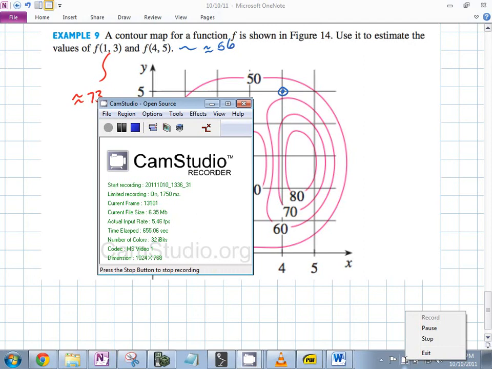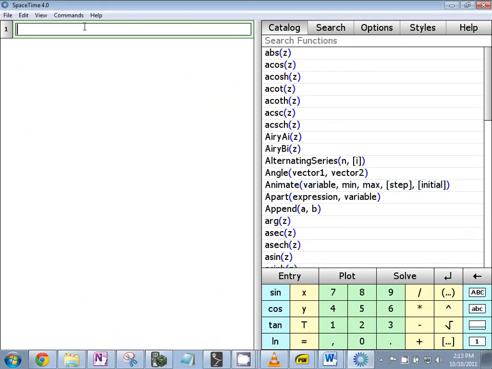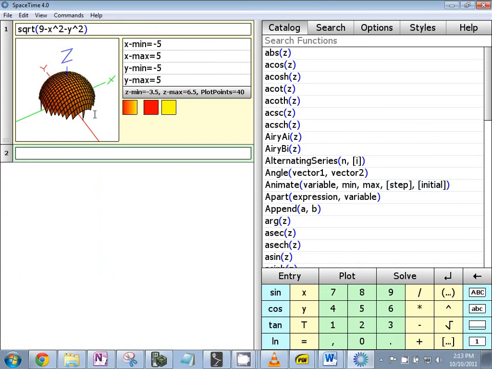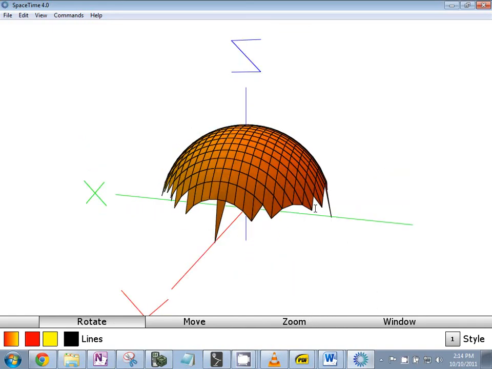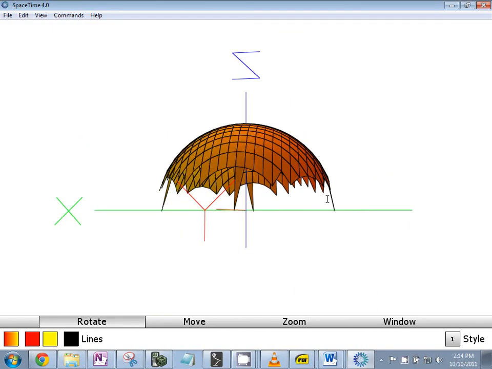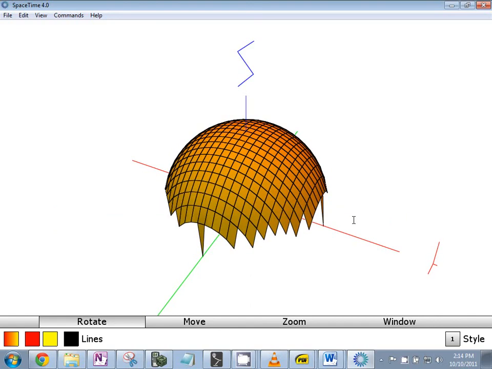So for example, we just had the square root of 9 minus x squared minus y squared, like that. Then you hit plot. Look what it did. That was fast. I'm sure there's a way to make this bigger. Oh, there it is. Look, because it's really steep. It's like when your calculator, the dots aren't actually there. So there's the x and y. But is this a great way to graph these surfaces? Absolutely.